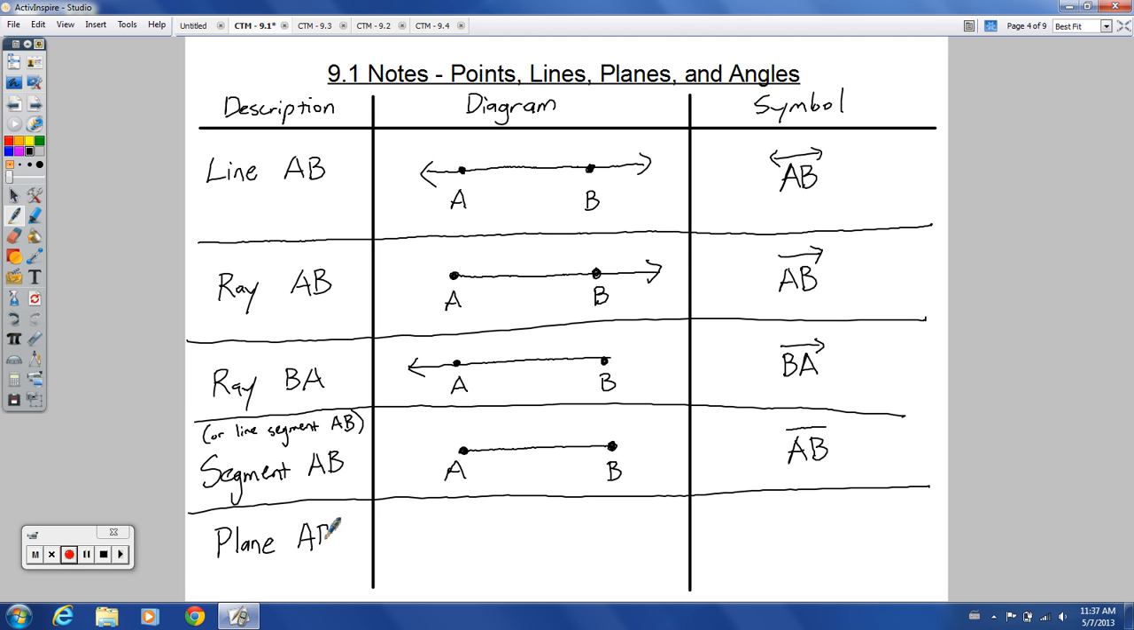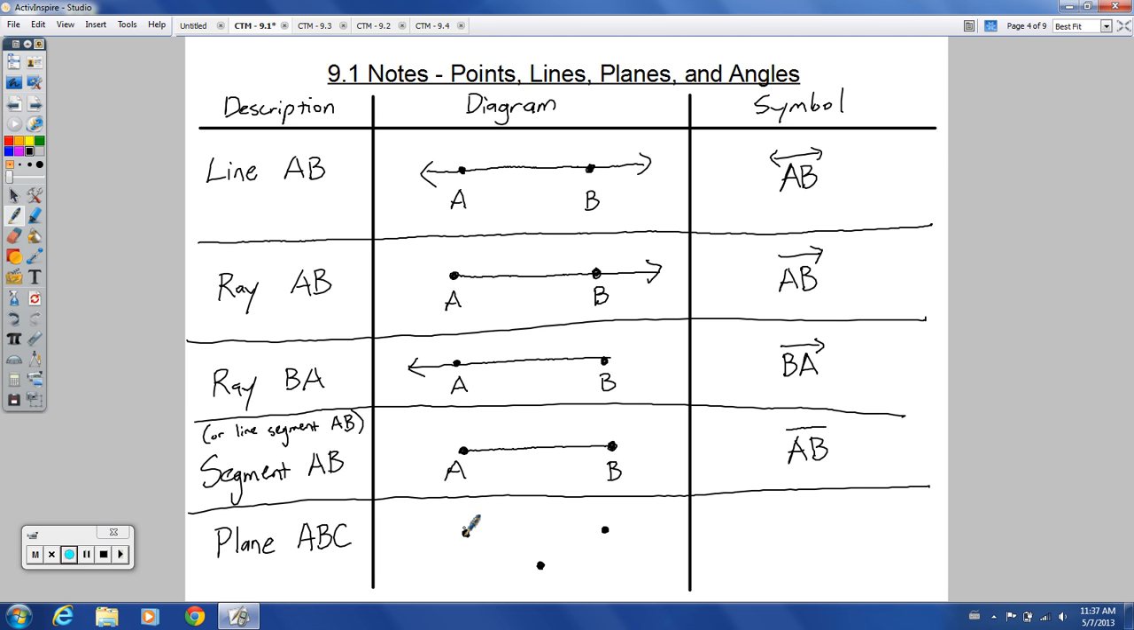Plane ABC. To define a line, you need 2 points. You need to connect those 2 points, at least 2 points. For a plane, you need to have at least 3 non-collinear points. Non-collinear would mean not on the same line. Collinear would mean on the same line.